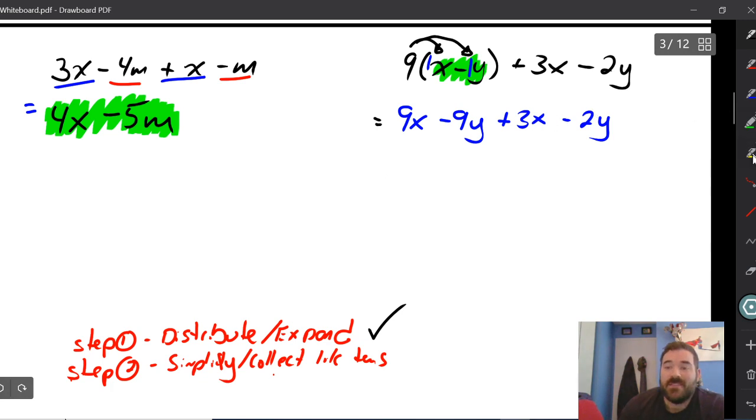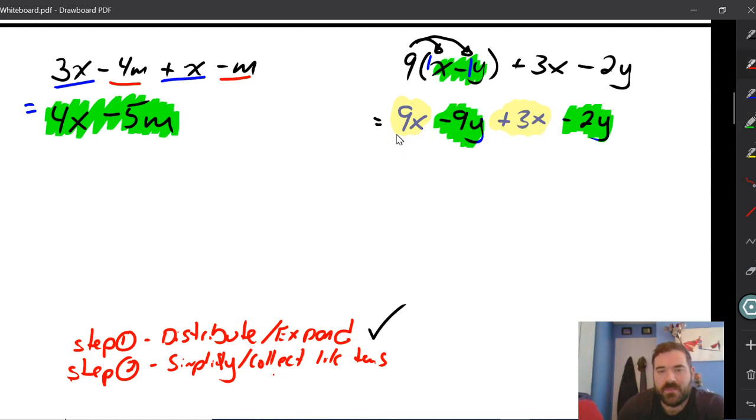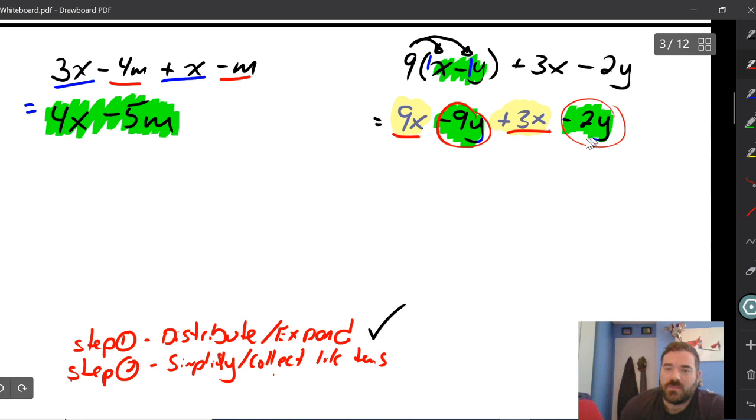So I'm going to identify all of my like terms. Well, I have a 9x, negative 9y is not like, but the positive 3x is. And then I have negative 9y and negative 2y. I do like to highlight my like terms. Obviously, if you don't have a highlighter, you can just use either underline and circling. So you can underline the x-like terms, you can circle all the y-like terms, but it is nice to be able to identify all the like terms, especially as expressions get bigger. You sometimes lose track of all the terms.